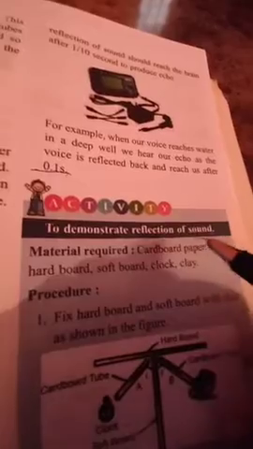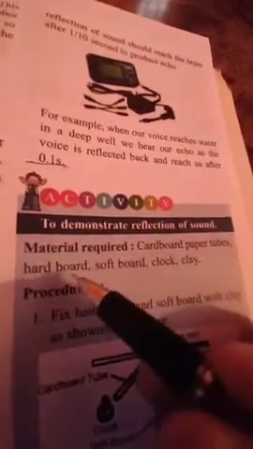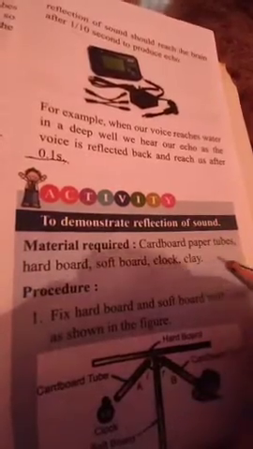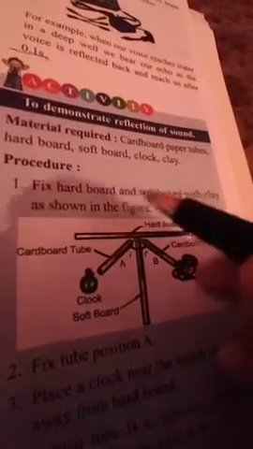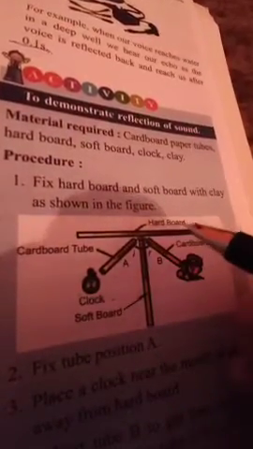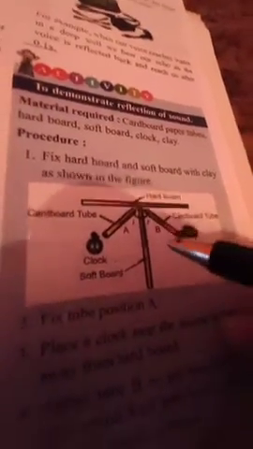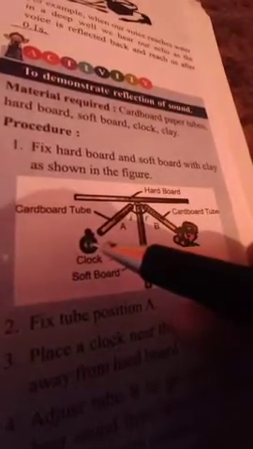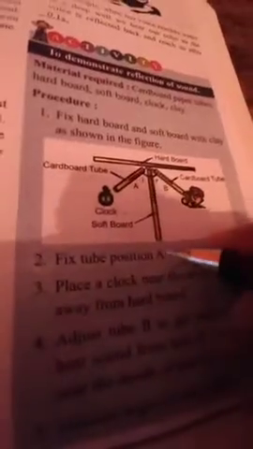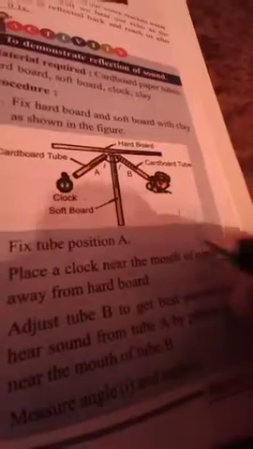Now, the next is to demonstrate reflection of sound. We need cardboard papers, tubes, hardboard, softboard, a clock, and clay. Now fix the hardboard and softboard with clay as shown in the figure. This is the hardboard, these are the cardboard tubes, and this is the soft board, and this is a clock. Now fix tube at position A. Place the clock near the mouth of the pipe A.